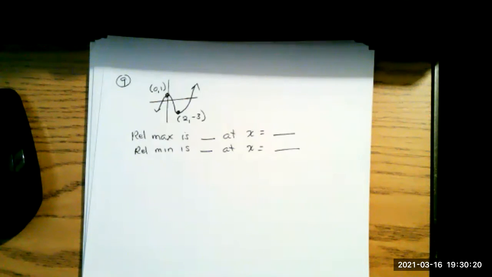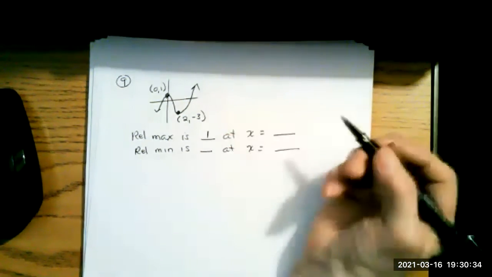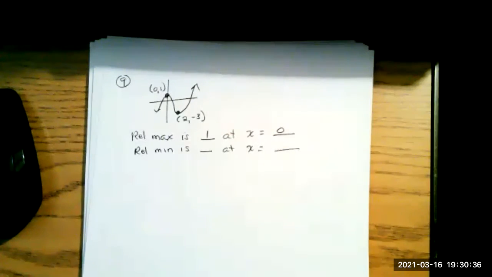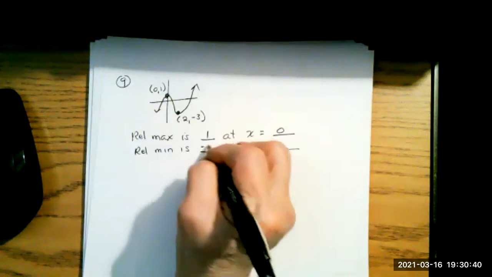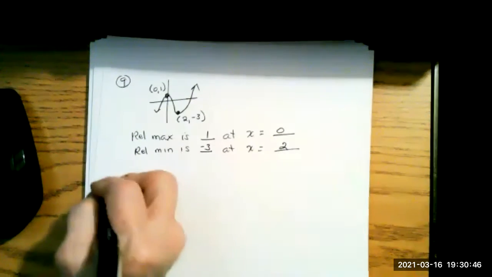Okay, so Eric, can you do that? All right, the relative maximum is 1 at x equals 0. Good job. And the relative minimum is -3 at x equals 2. Good job.